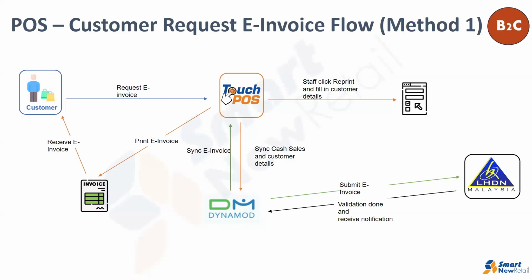So this is the flow for the first method. Customer will request e-invoice from POS. Staff will click reprint and fill in customer details. So they will print out the e-invoice and then pass it to the customer. Then the e-invoice will sync back to our Dynamod, and then Dynamod will submit the e-invoice to LHDN.